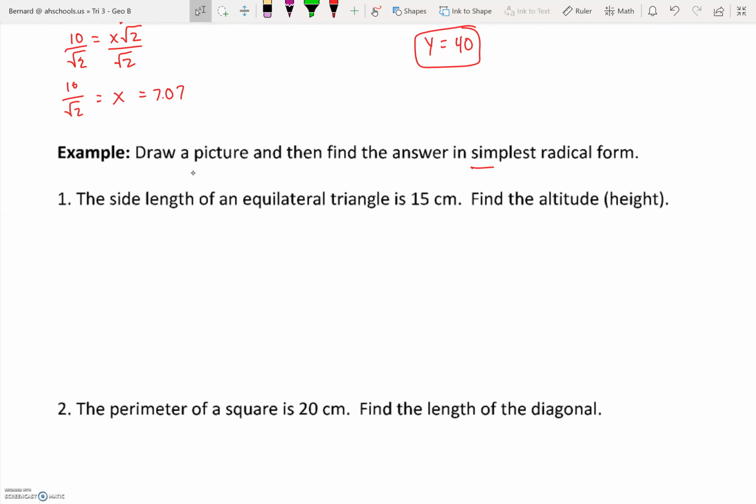All right, let's do a couple word problem examples, and that's it for part 4. Don't worry too much about simplest radical form. We'll do it if it makes sense. Otherwise, we can do decimals, and there's no problem there. So side length of an equilateral triangle is 15. Find the height. And we've worked with heights before.